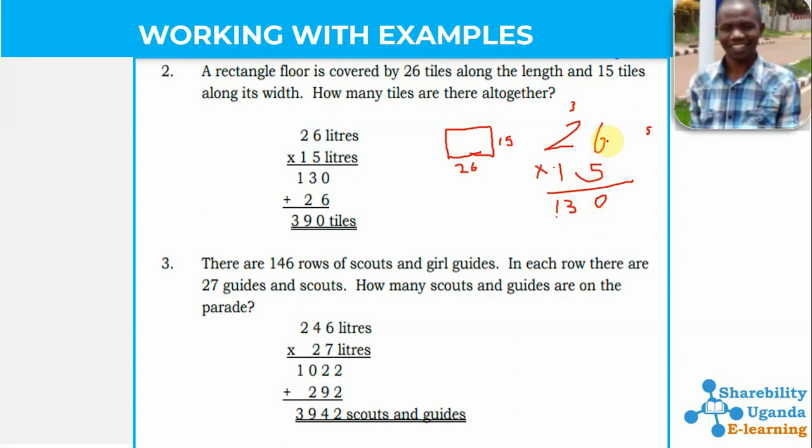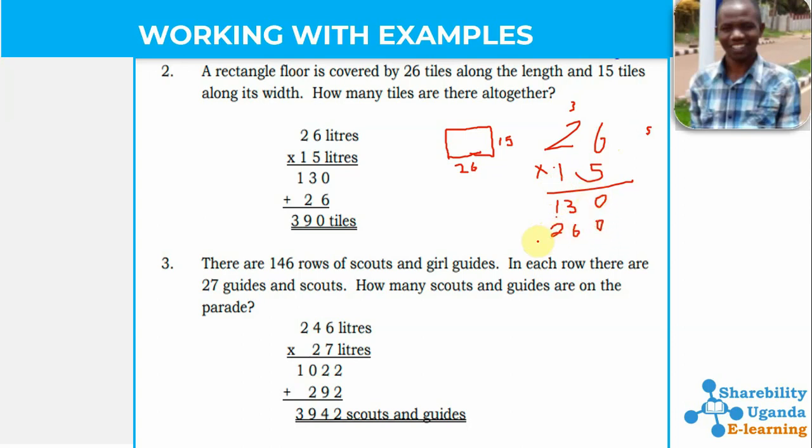Okay, then we also say here, we say 1 times what? 1 times 6, we get our 6. Then we say 1 times 2, we get our 2. Then here should be 0.